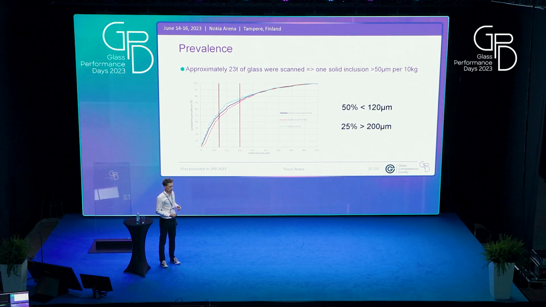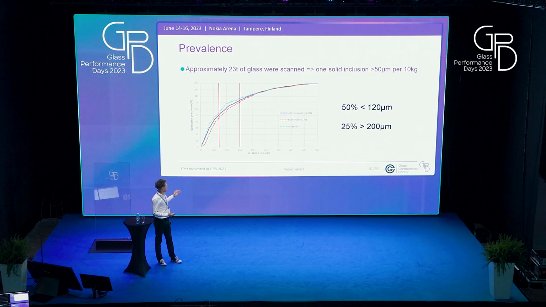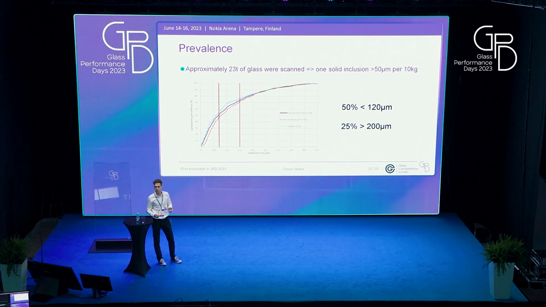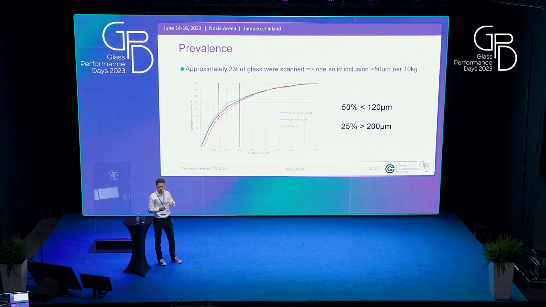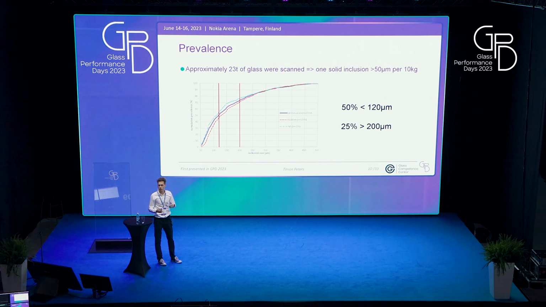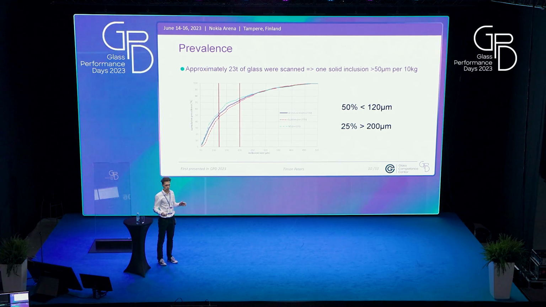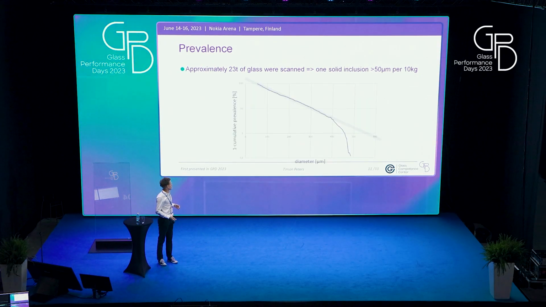We can see that half of the inclusions are smaller than 120 micrometers, and only a quarter is bigger than 200 micrometers. And this applies to all inclusion types to a varying degree. So bubbles, nickel sulphide, whatever, they always have approximately the same size distribution.